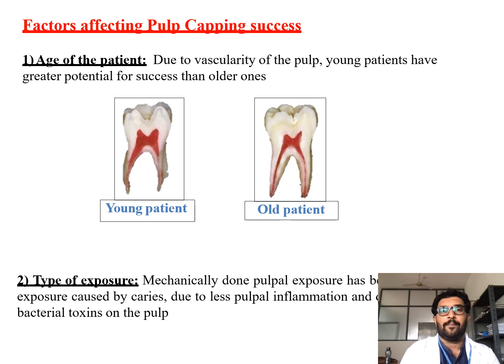Factors affecting pulp capping success, that is age of the patient. Due to vascularity of the pulp, young patients have greater potential for success than older ones. The type of exposure: mechanical pulpal exposure is different.